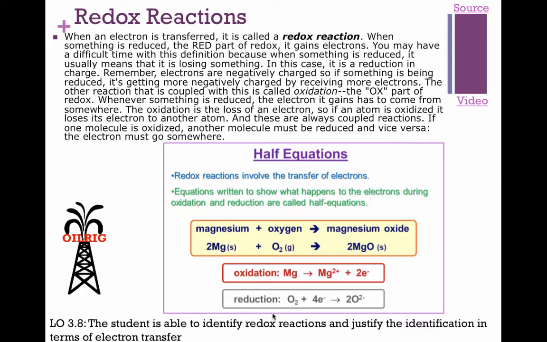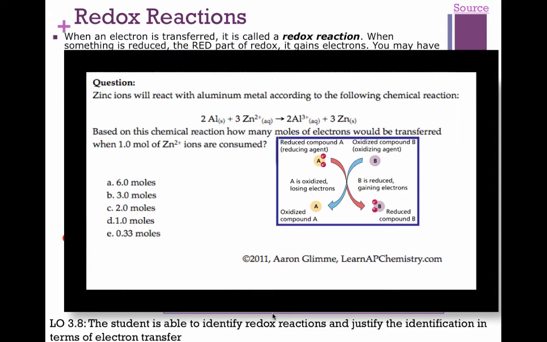Okay, redox. How do you know if something is a redox reaction? Oxidation numbers change, right? Probably it's going to go from 0 to something else. But always split it into its half reactions. That way you can tell what is being oxidized or what is being reduced.